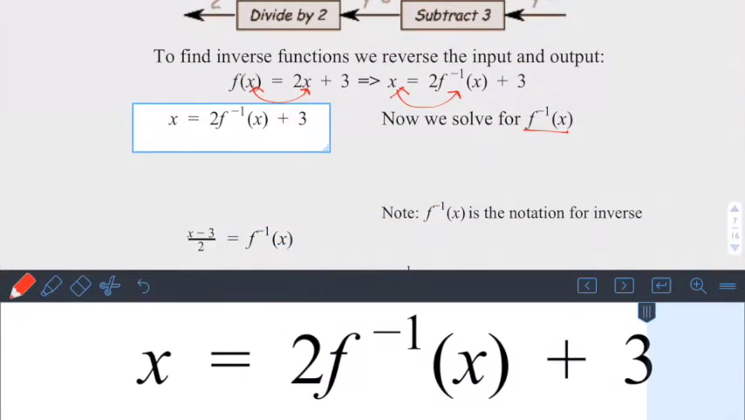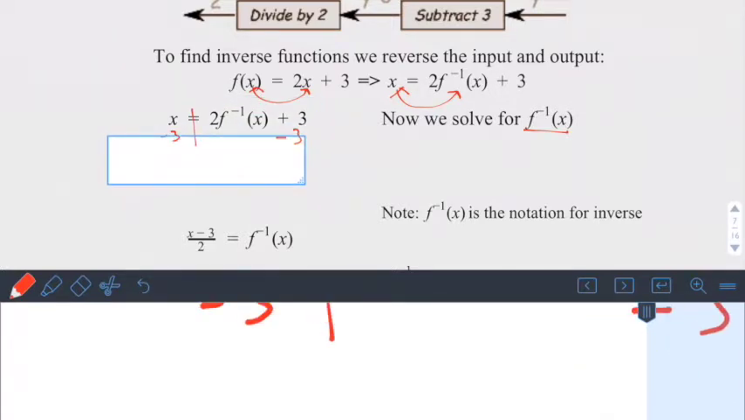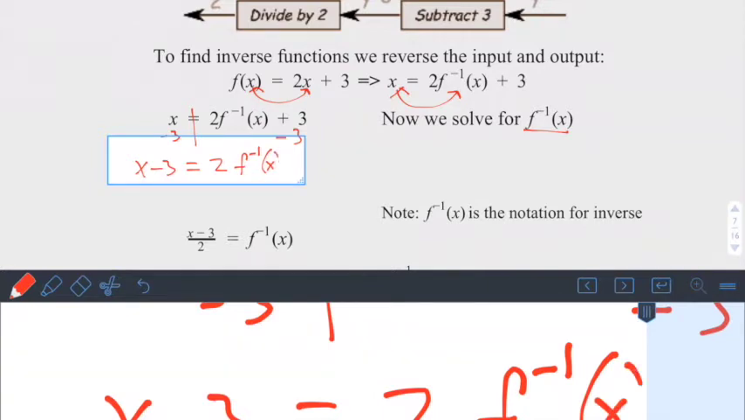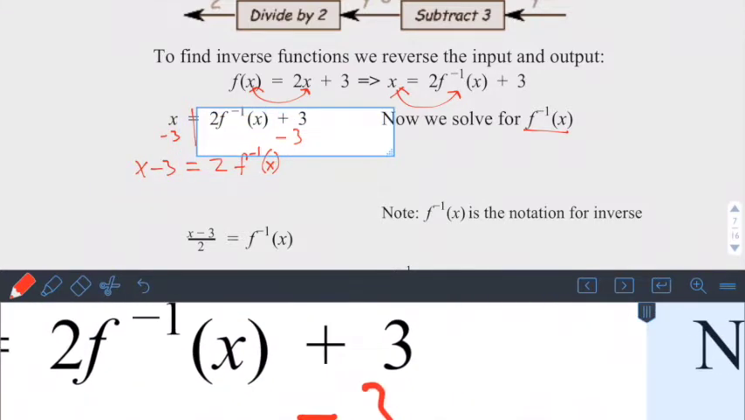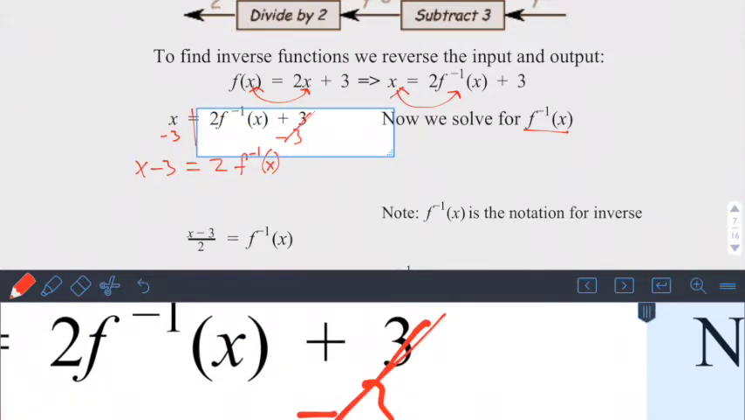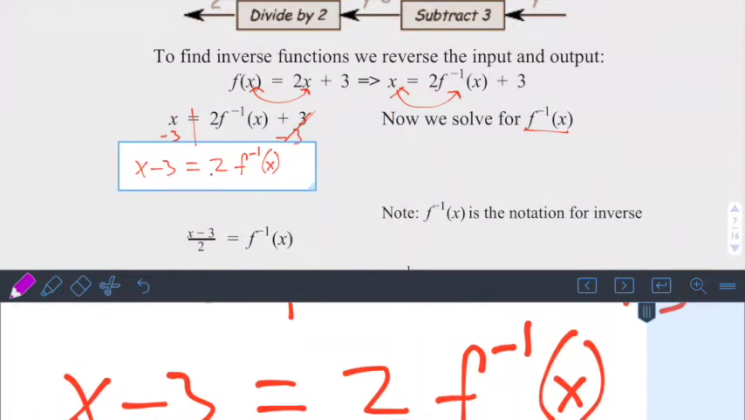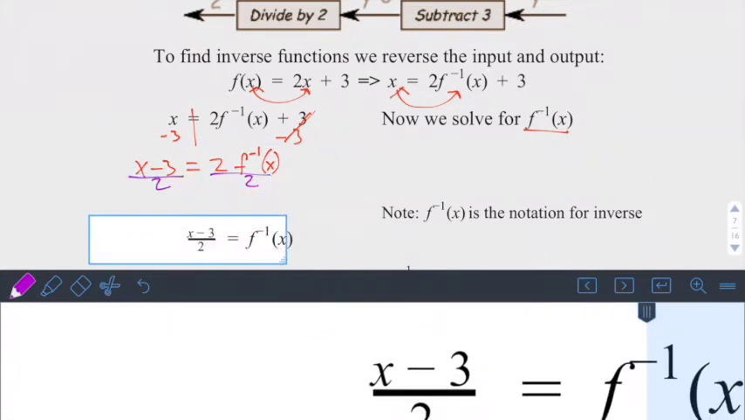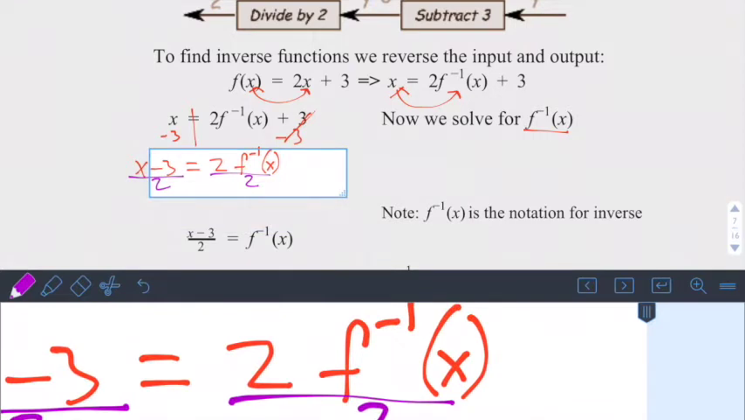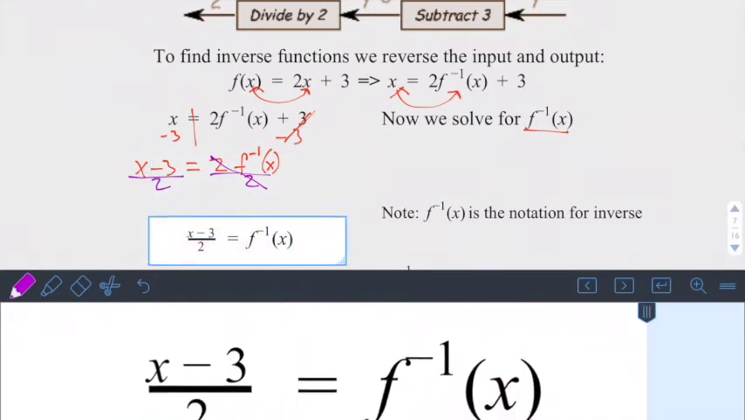So solving, we subtract 3 from both sides. So x minus 3 is just x minus 3, and then 2 times f to the negative 1 of x. That's the inverse, f inverse of x. And 3 minus 3 cancels. Then we divide both sides by 2, because that will get inverse f of x by itself. Divide the whole side by 2. So we get x minus 3 divided by 2. Our 2's cancel, and we get our inverse.